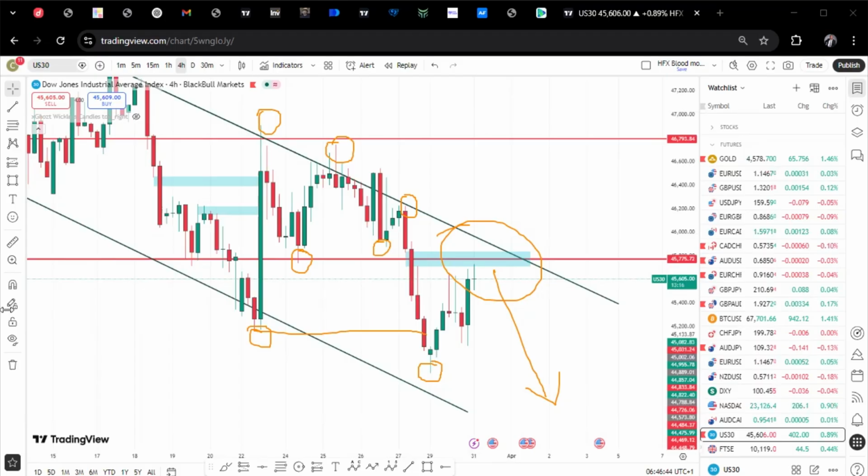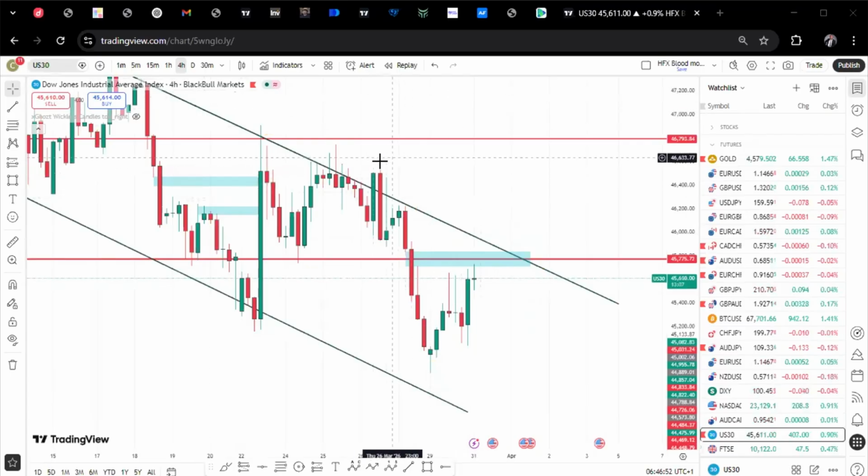So let me clear everything. All right. So now let me use my Fibonacci. The last visible high, the high that gave rise to this low, is this very high, or I can use this one. So we use two of them to see what they can give us.